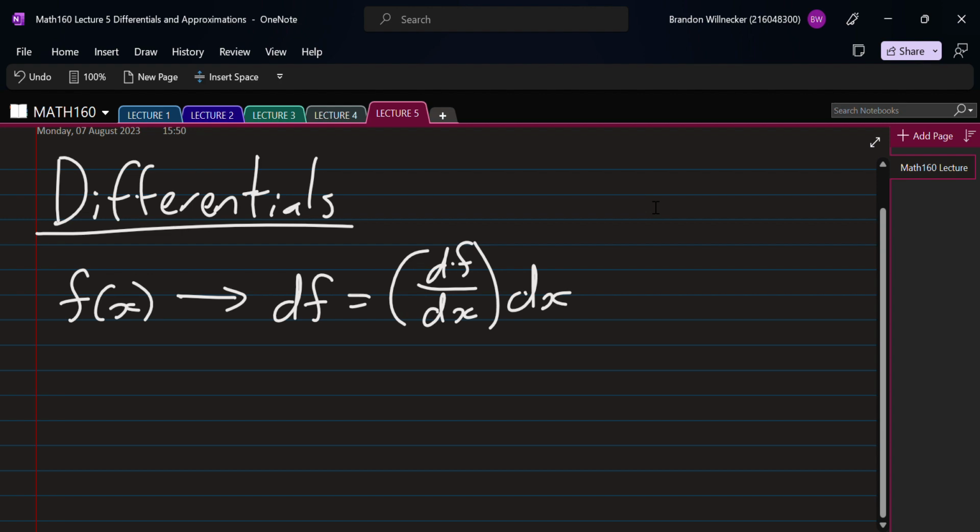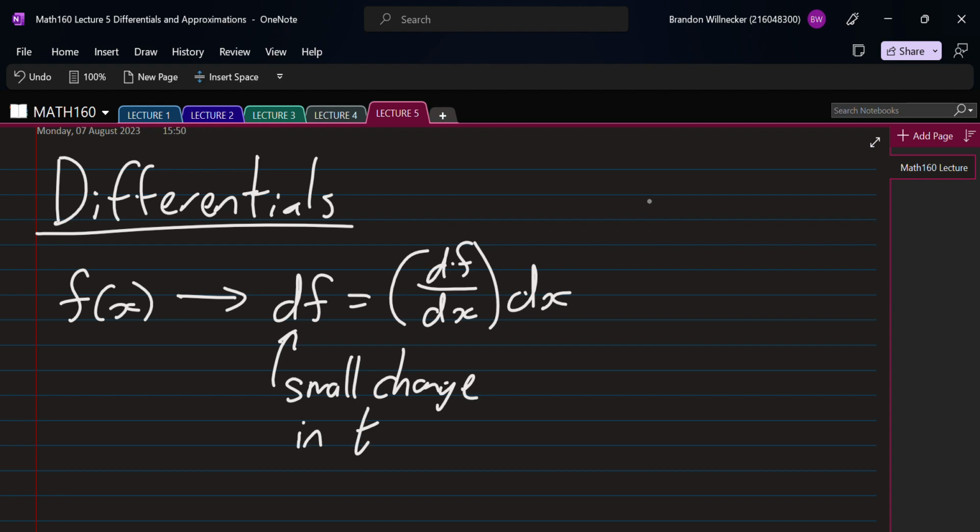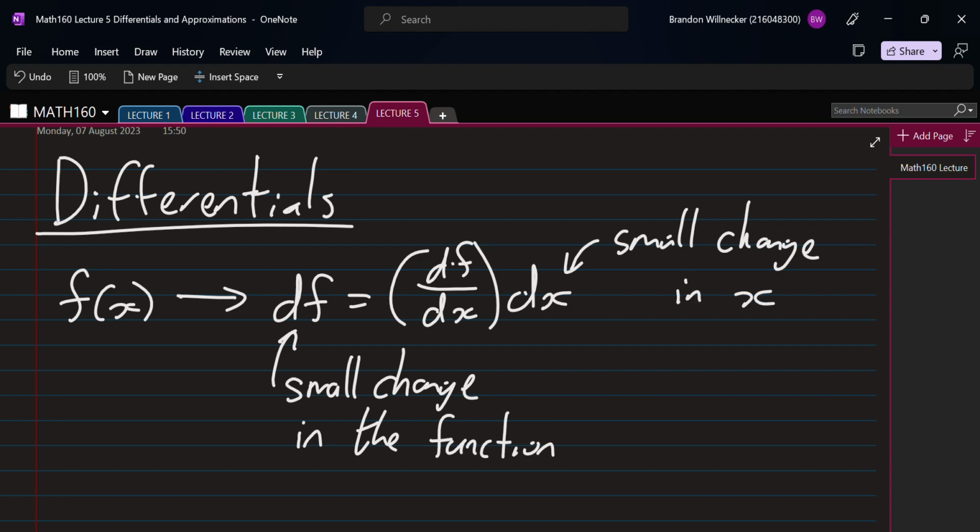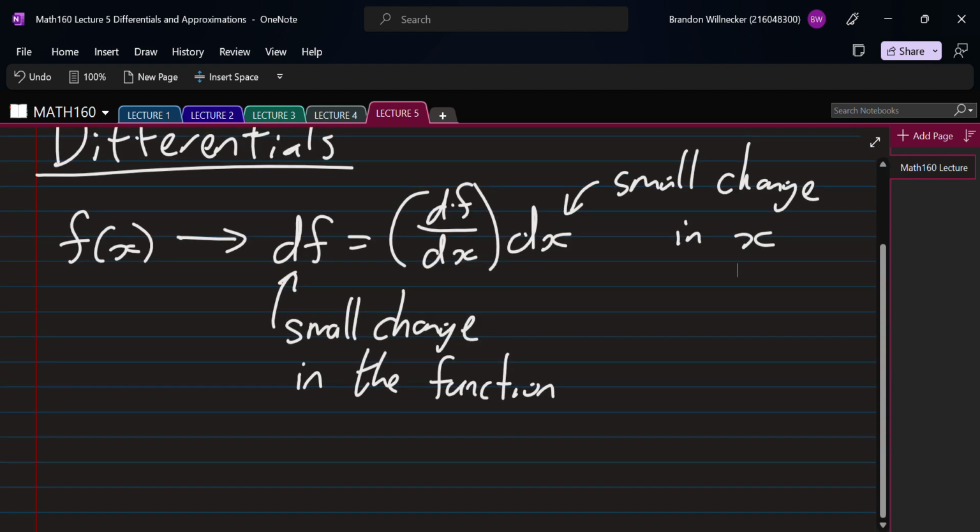The way that we view this is df is a small change in the function, and dx is a small change in x. And df by dx, we know that that is the gradient. So if we take the gradient and multiply it by a small horizontal step, we get our small vertical step, which is df.